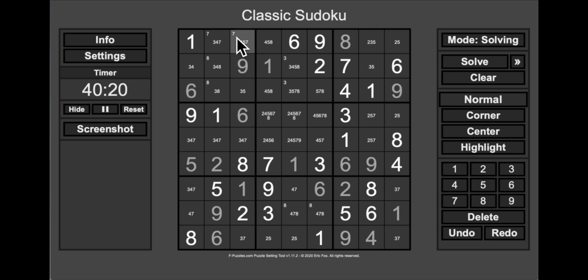Can't be 2. This can't be 2. How am I going to put 2 in box 1? This can't be 2. None of these are 2. This can't be 2.